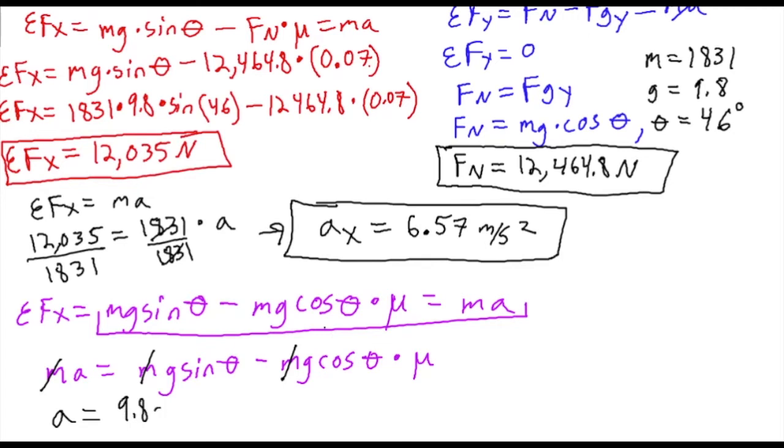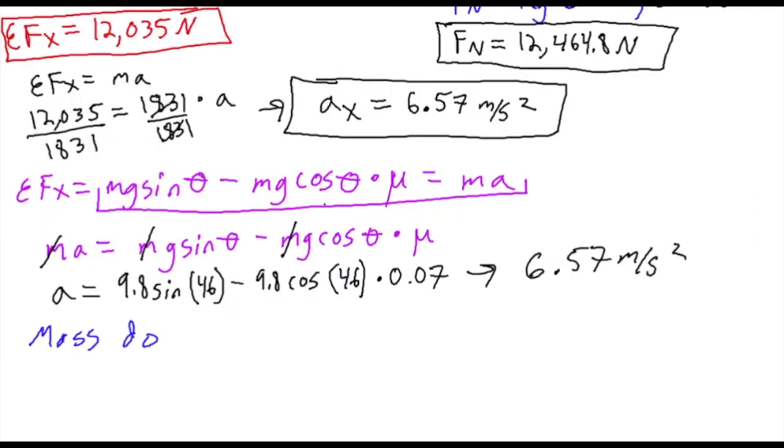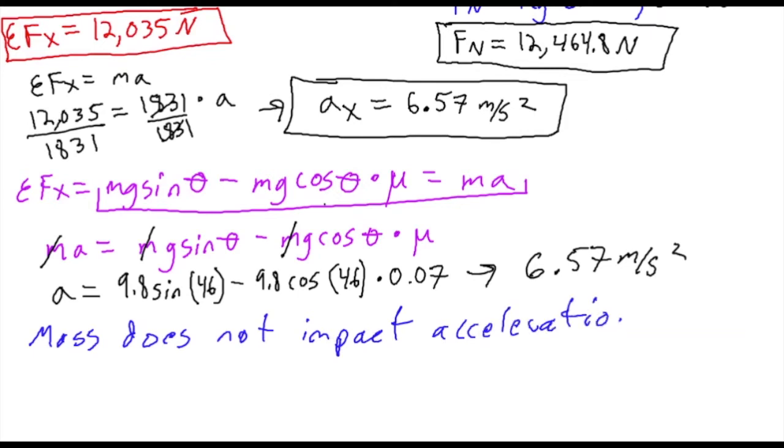So gravity is 9.8, sine of our angle, which is 46, minus gravity again, which is 9.8, times cosine of our angle, which is 46, times 0.07. If you do the math here, we're going to end up with the exact same answer. And I still get 6.57 meters per second squared. So what does that tell me? That's just going to tell me that on an incline, mass will not impact the acceleration.